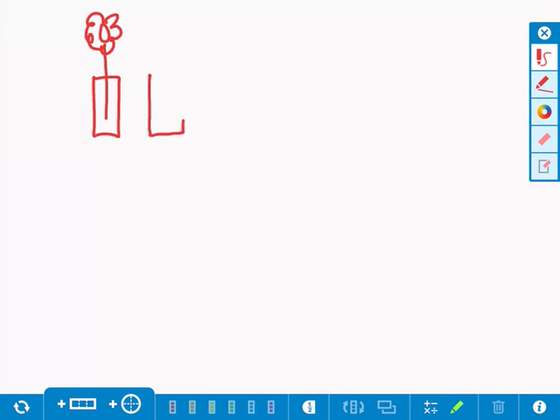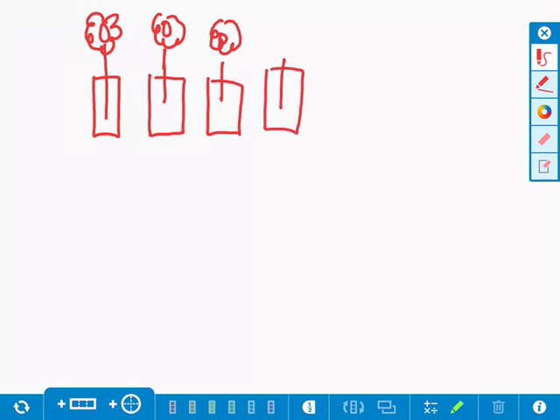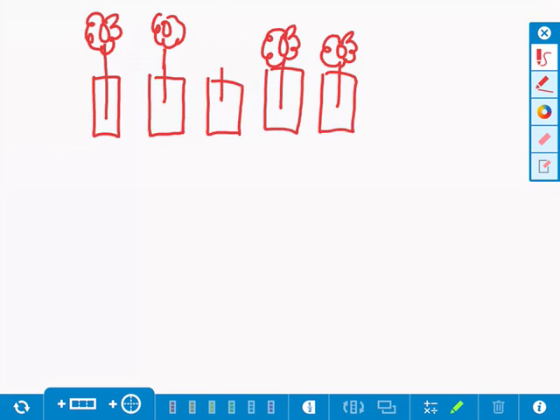One, 2, 3, 4, 5. This flower looks a little funny. Let's do that one again.